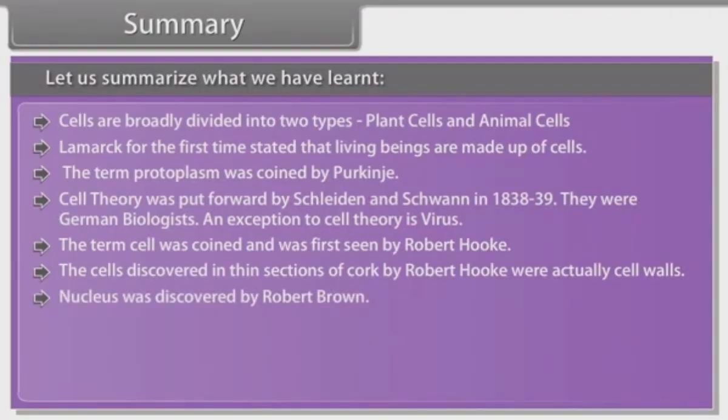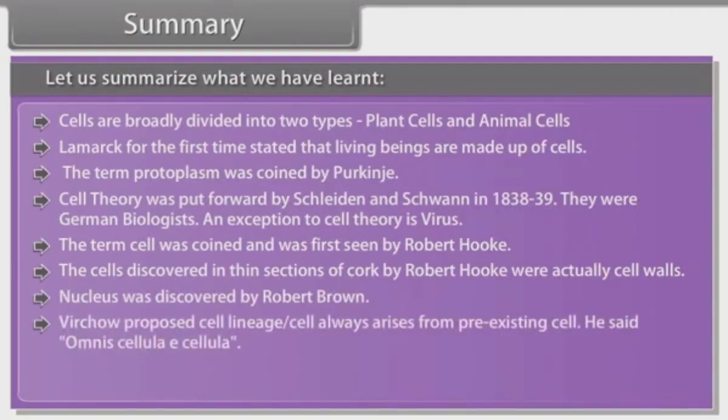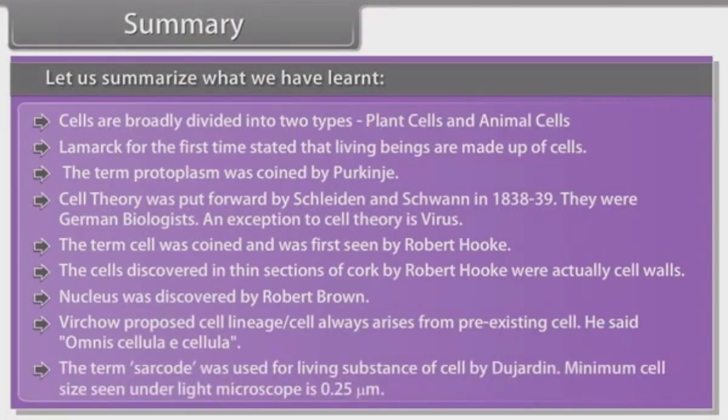Nucleus was discovered by Robert Brown. Virchow proposed cell lineage. Cell always arises from pre-existing cell. He said, "Hominis cellulae cellula." The term sarcode was used for living substance of cell by Jordan. Minimum cell size seen under light microscope is 0.25 micrometer.